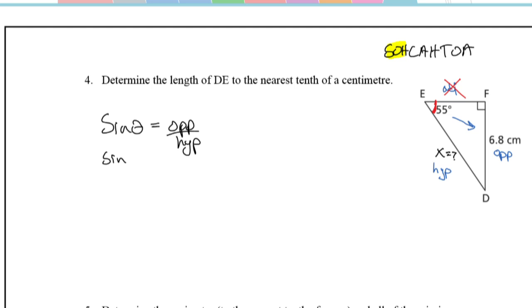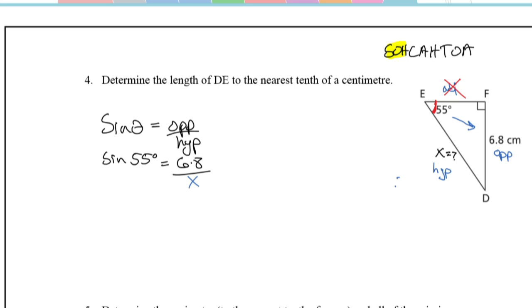In this question, I'm given that the angle is 55 degrees. The length of the opposite side is 6.8, and the hypotenuse I don't know. I'm trying to find it, and it's called x. Now, last question we had the variable on the top. It was a little bit easier to solve. This one, it's on the bottom.